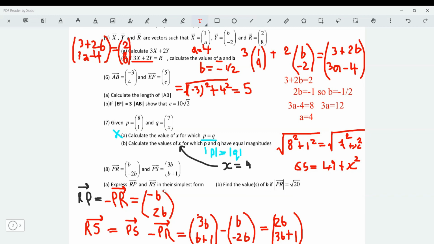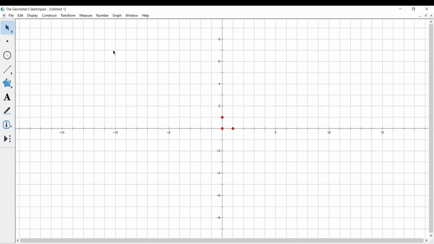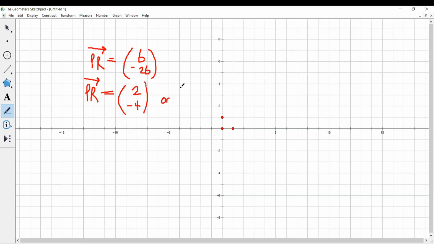Of course, I'm an advocate of showing you on the graph, so I'm going to show you now. Remember, this was vector PR. Vector PR was equal to b, minus 2b. If b is 2, we're saying vector PR is 2, minus 4. Or if you put in b as negative 2, this would then be positive 4. So we're going to do it both ways.